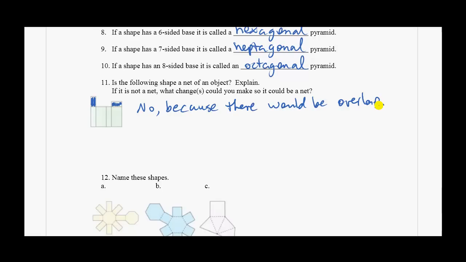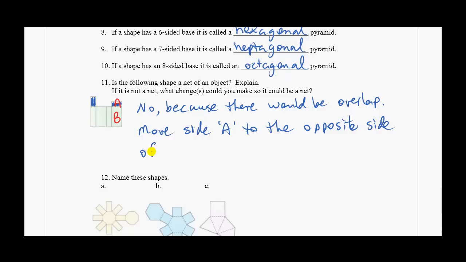If it is not a net, what changes could you make so it could be a net? If I label one of these sides A and another one B, we could state that we need to move side A to the opposite side of side B.